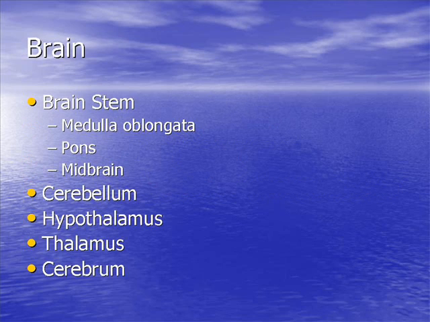Now, your brain is divided into 5 major parts. The first part is your brainstem, which has been subdivided into the medulla oblongata, the pons, and the midbrain. You also have the cerebellum, the hypothalamus, the thalamus, and the cerebrum.